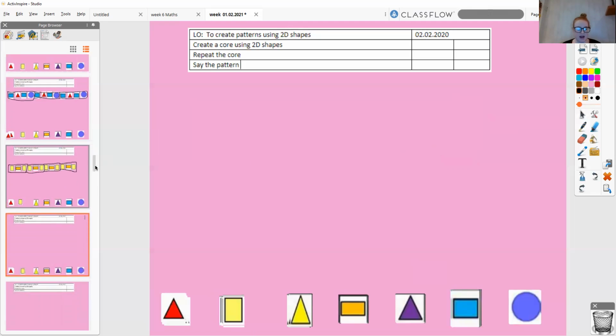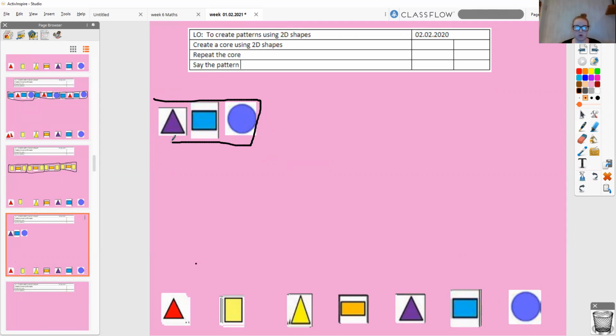So let's try next. I'm going to go for purple triangle, blue square, blue circle. So if this is my core, what needs to come next? This is my core. Next, I'm going to have a yellow triangle. Wait, no, I can't do that, can I? Because if this is my core and it needs to repeat, and there's not a yellow triangle in my core, it cannot be yellow triangle next.